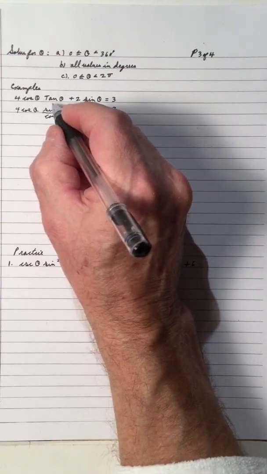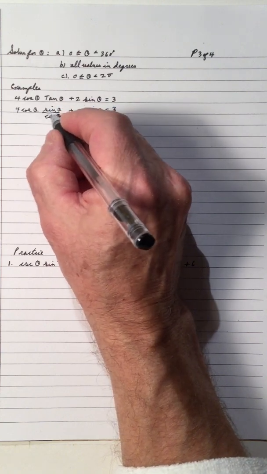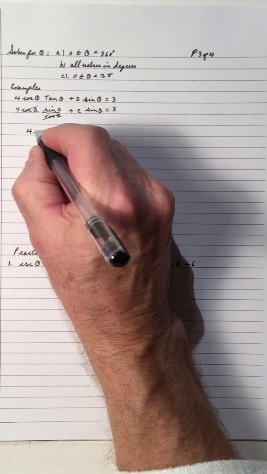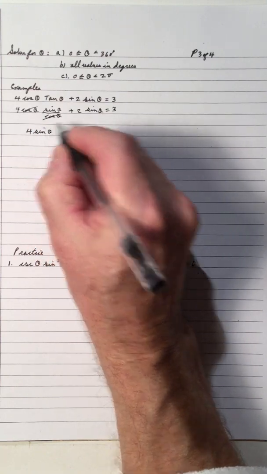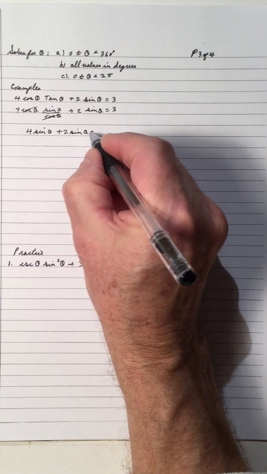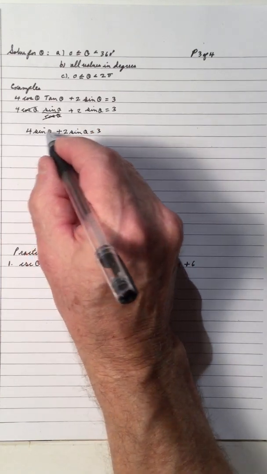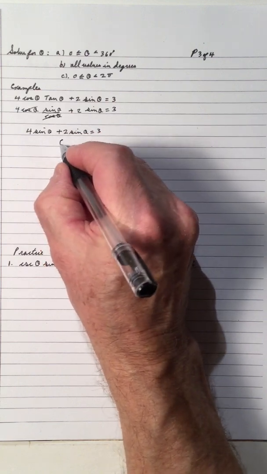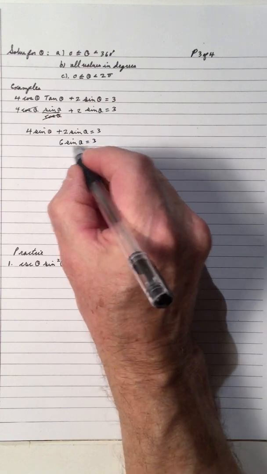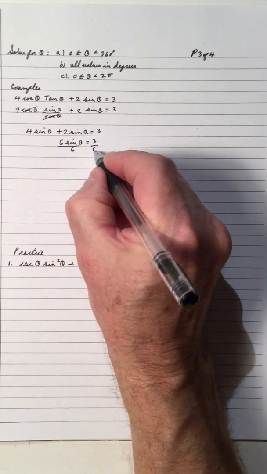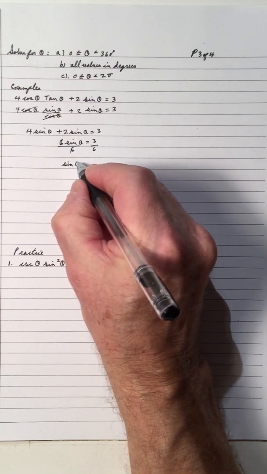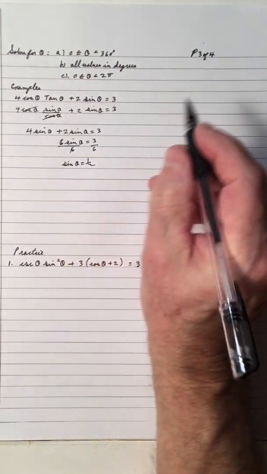equals 3. Because we're multiplying fractions, we can cancel the cosines. So we get 4 sine theta plus 2 sine theta equals 3. Adding like terms, 4 sine and 2 sine, 6 sine theta equals 3. And dividing by 6, so sine theta equals a half.